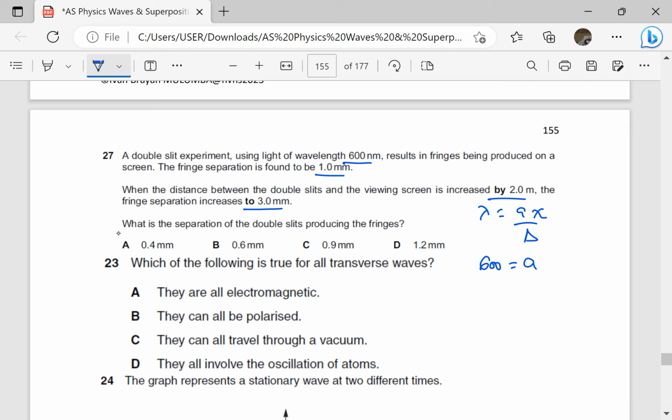The fringe separation is found to be, so X is 1 millimeter. I said I'm not converting because here there's just a division and multiplication. Then divide by the distance between the screen and the slits, which is going to be D. That is the first equation. For the second equation, the wavelength is remaining the same, 600. The slit separation is still A. When the distance between the double slits and the viewing screen is increased by 2 meters, so we have A, and the fringe separation is 3, so this is times 3 over D has been increased by, so we add. So this is going to be D plus 2 meters.